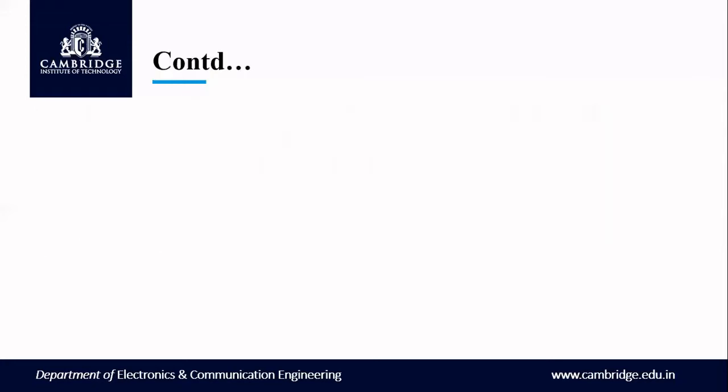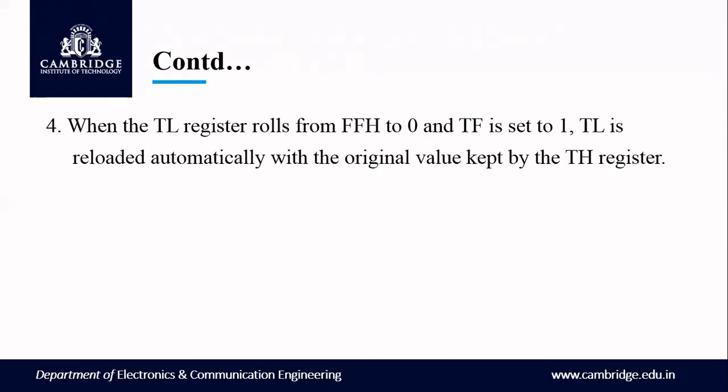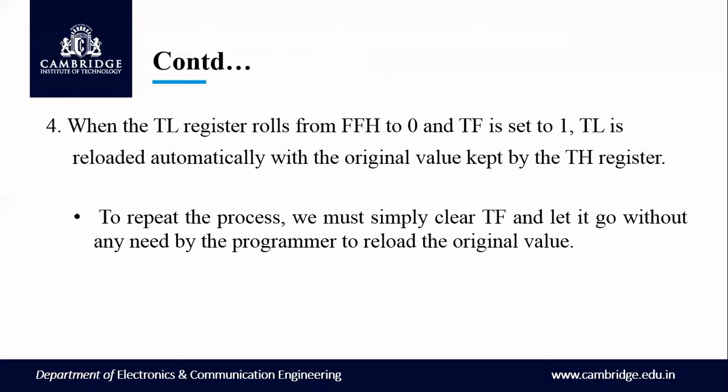So once this is done, in the fourth step, what we need to understand is that when the TL register rolls over from FF to 0, TF is set to 1. TL is then reloaded automatically with the original value kept by the TH register. This is very important. That's why we call it an auto reload mode. To repeat the process, we must clear the timer flag register and let it go without any need for the program to reload the original value. So this we need to do after rollover.